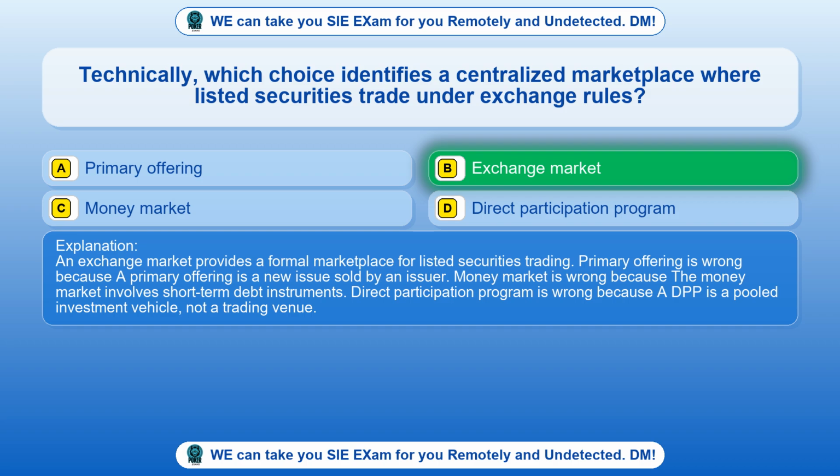Money market is wrong because the money market involves short-term debt instruments. Direct participation program is wrong because a DPP is a pooled investment vehicle, not a trading venue.